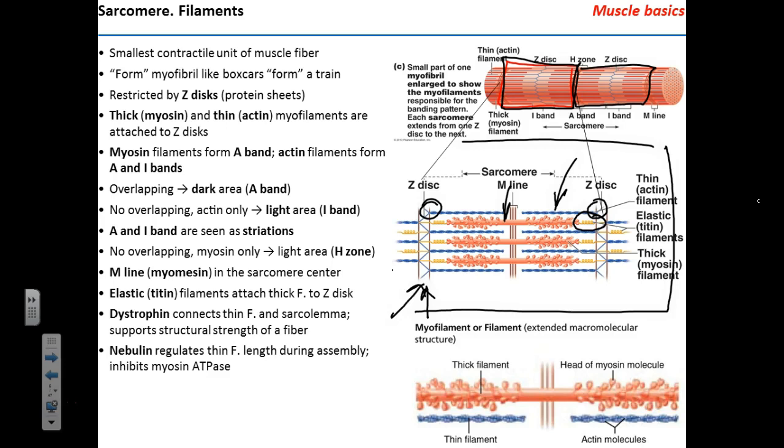Now, myosin filaments form the part of the sarcomere that is called the A band. Actin filaments form two parts of the sarcomere. It's the A band and the so-called I band.